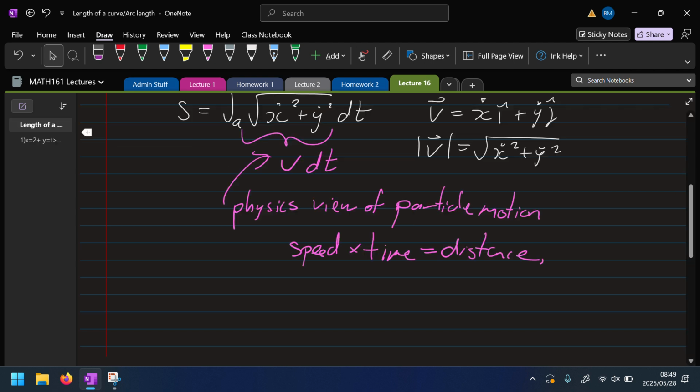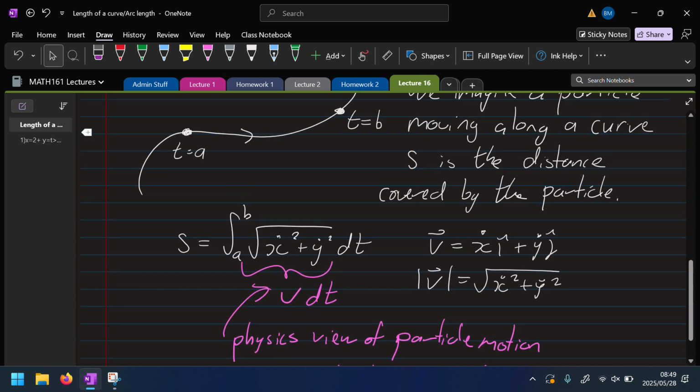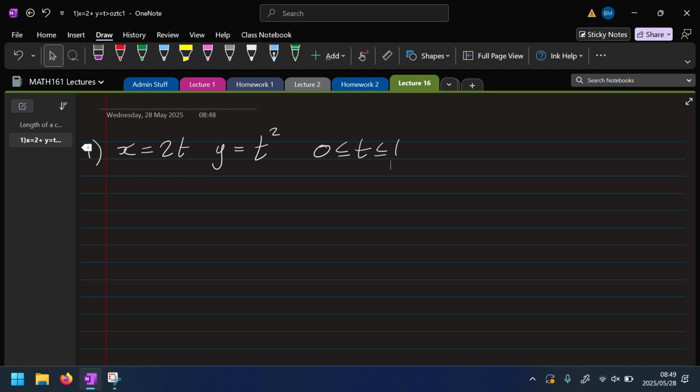So remember what the formula was over here. We need to find x dot and then square it. We need to find y dot, square it, and then do this integral. So we're given x and y. Now we need to find x dot and y dot. So x dot, that's just going to be 2. Very easy. y dot, that's going to be 2t. So that's the derivatives done. Now we can just substitute this into the formula, do the integral, and that gives us our length.